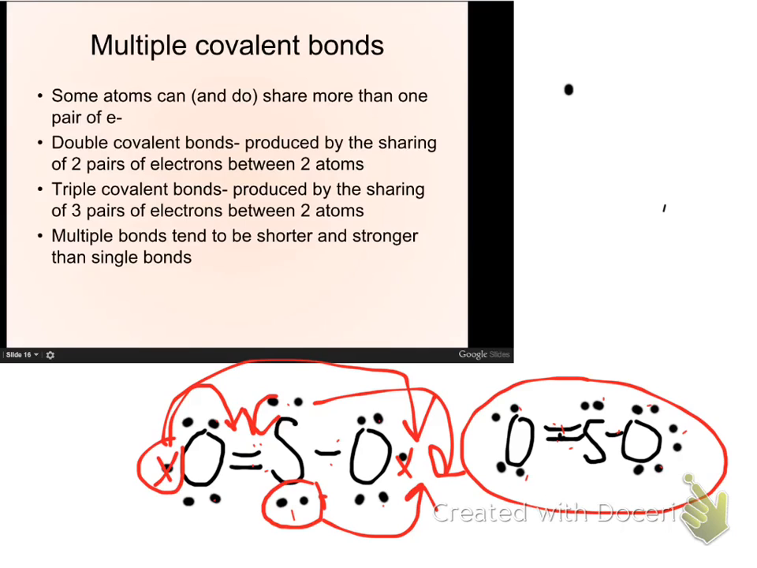So how do we know that the double bond goes here? Anybody wondering that? Well, that's something that's bothering you. Well, that leads us to our next question.